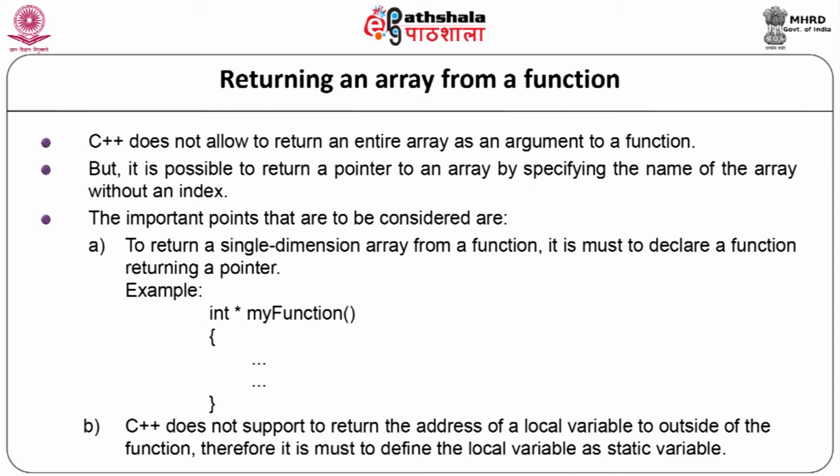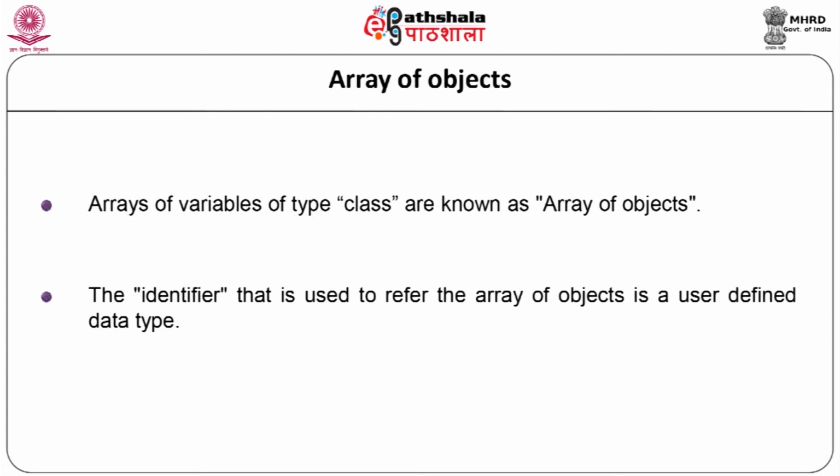C++ does not support returning the address of a local variable outside of the function. Therefore, it is a must to define the local variable as a static variable. Array of objects. Arrays of variables of type class are known as array of objects. The identifier that is used to refer to the array of objects is a user defined data type.